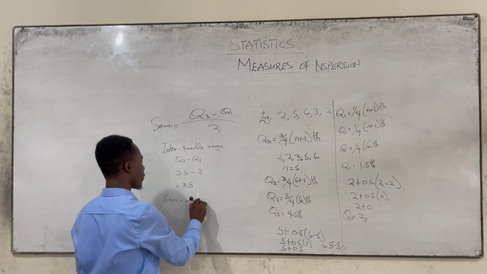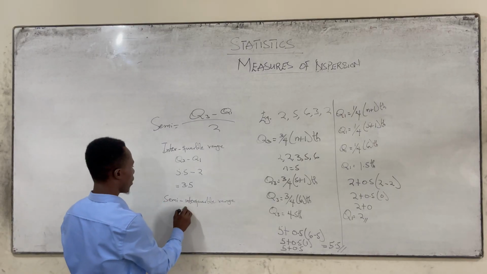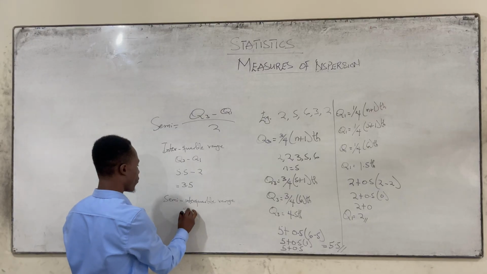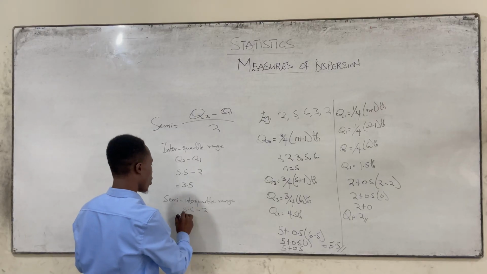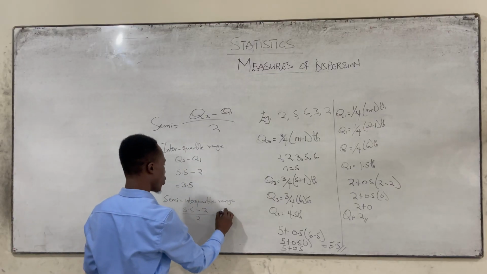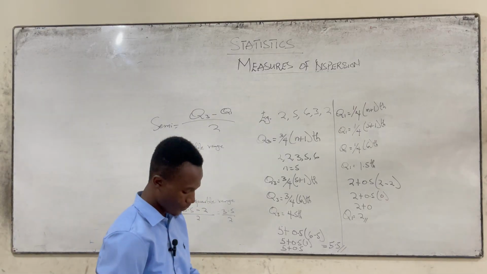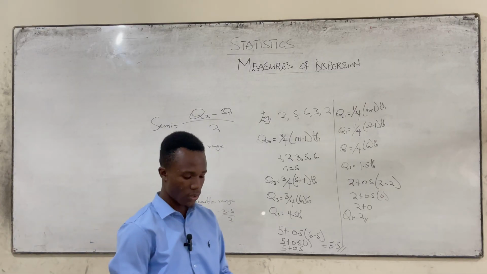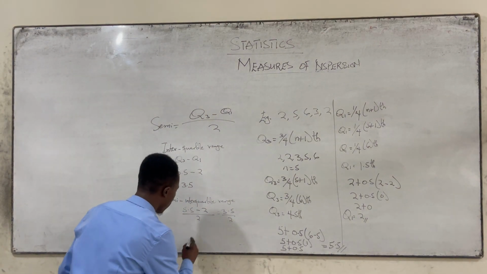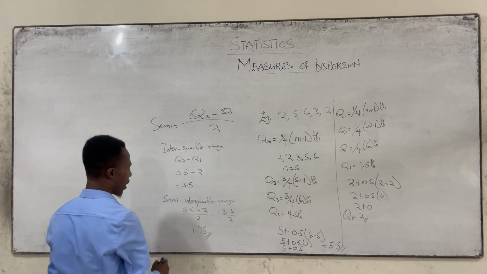Now if you want to calculate for semi-interquartile range, you say semi-interquartile range. And that is what? 3.5, the result that you have gotten. Or you can say Q3, 5.5 minus 2, all over 2, because for semi-interquartile range we divide it by 2. So you have 3.5 over 2. Okay, so 3.5 over 2 will give us 1.75. So our final answer for this is 1.75. It means our semi-interquartile range is 1.75.